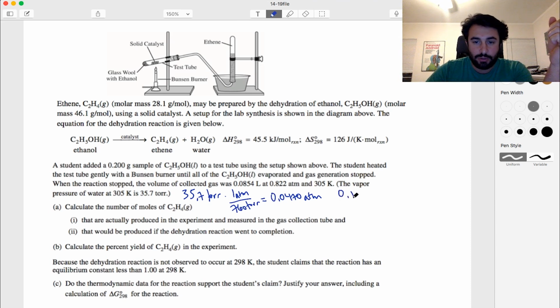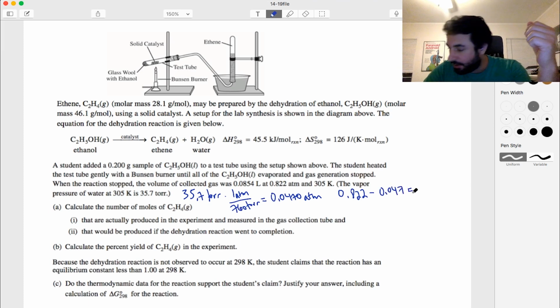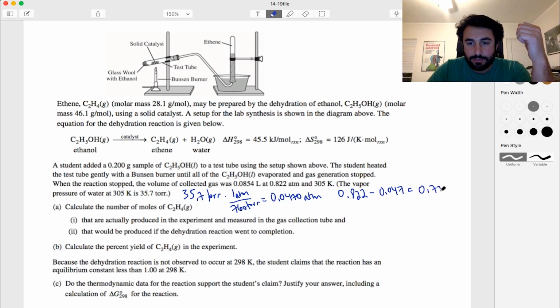So all we have to do is subtract the partial pressure of the water vapor from the total pressure, and we're going to get 0.775 atmospheres is the pressure we want. That's the pressure exerted by the ethene molecules. And we need that only without the water, because now we're going to try to figure out the moles of ethene. So how are we going to get the moles of ethene?